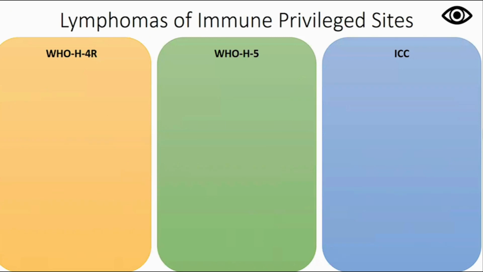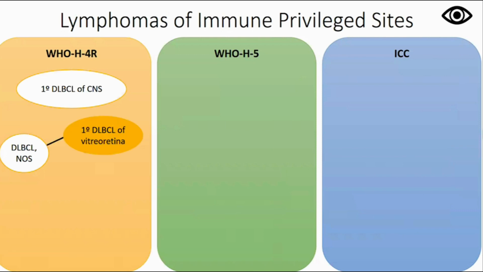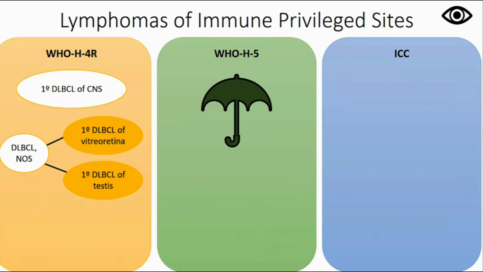A couple new diagnoses in the high-grade aggressive B-cell lymphoma categories here. One is the lymphomas of immune privileged sites. So this is brand new. There was really no overarching theme in the WHO for this. Here, primary DLBCL of CNS was its own category, and then DLBCL of the vitreous and retina and of the testis are lumped in under DLBCL NOS in the 4R. The WHO5, however, does provide its own little umbrella, placing these lymphomas in these sites under this name.